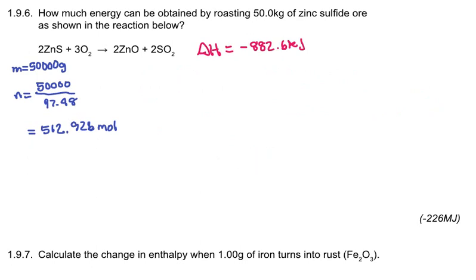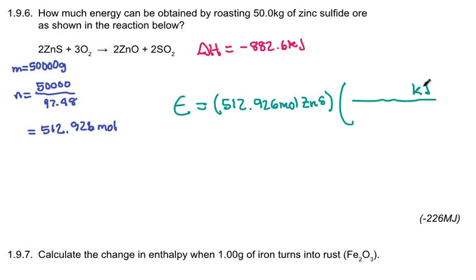Okay, so our formula's been patiently waiting for us to get all our information together. Total enthalpy change is our number of moles, 512.926 moles of zinc sulfide, times, if we want our answer to come out in kilojoules, of course we'll need kilojoules in this unit. Also, something's going to have to cancel these moles of zinc sulfide. And both of those numbers come out of our balanced reaction. It's 882.6 kilojoules for every 2 moles of zinc sulfide.